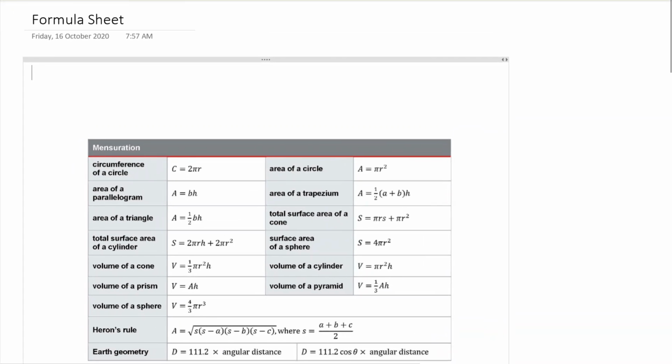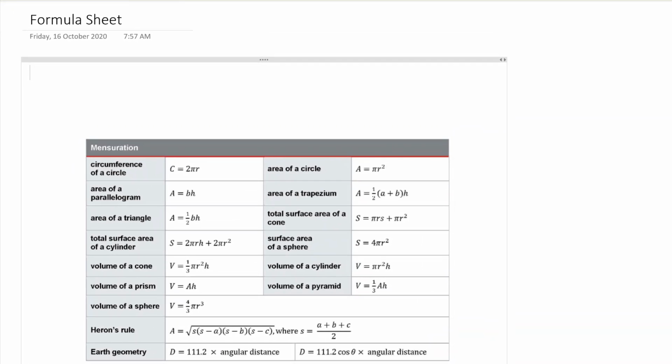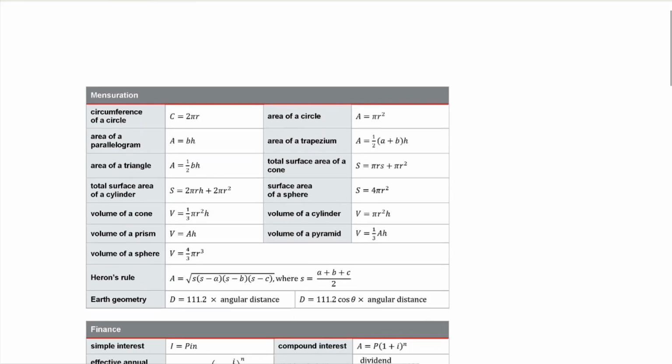This is the formula sheet for general maths. It is a formula sheet for all of year 11 and year 12. So there are some formulas here that you will not need for your unit 2 exam. I'm going to highlight the ones that you will need so that when you go into the exam you know what formulas to look out for.